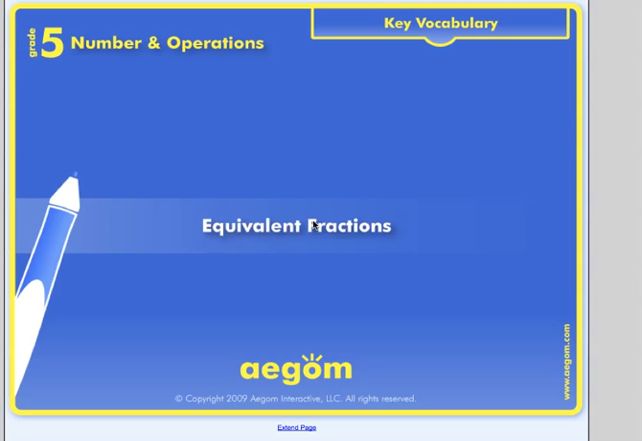Video 36, Lesson 5.4, Equivalent Fractions.